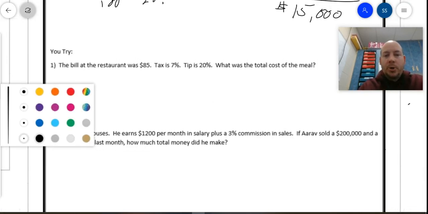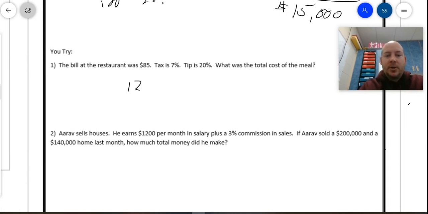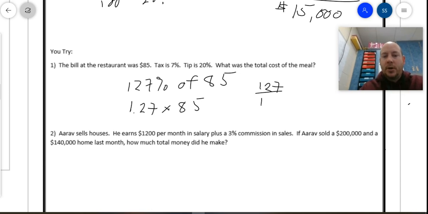So again, 100% plus 7% plus 20% is 127% of 85. So either 1.27 times 85, or again, proportion 127 over 100 and over 85. Either way works. If I calculate that, I'd get a total of $107.95. That's the correct answer. Go ahead and pause it, try number 2. When you think you have it, go ahead and play the video again.